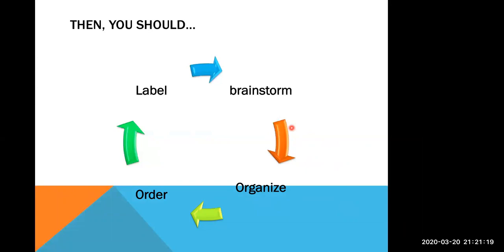Then you should arrange materials in, let's say, subsections, headings and subheadings, or moving from general to specific, or from abstract to concrete. After that, you should also create main and subheadings by giving labels.